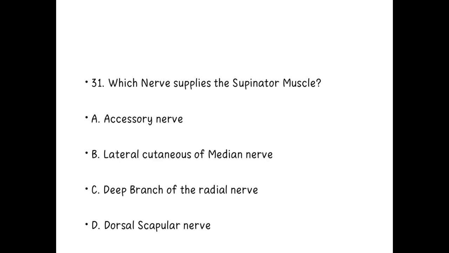Number 31. Which nerve supplies the supinator muscle? A, accessory nerve. B, lateral cutaneous branch of median nerve. C, deep branch of the radial nerve. D, dorsal scapular nerve. So which of these nerves will supply the supinator muscle? It is this muscle that is in charge of the supination movement that occurs between your wrist and your elbow joint. So the right answer in this question is C, the deep branch of the radial nerve.